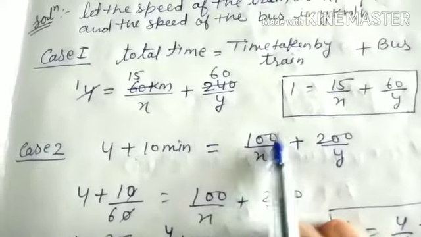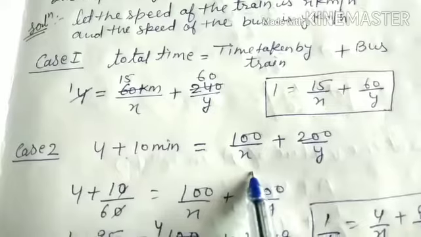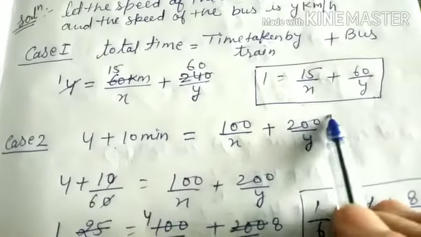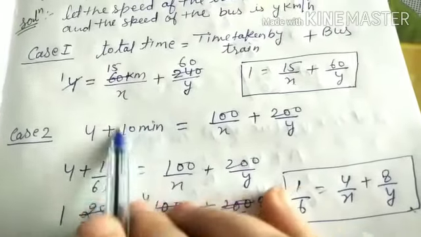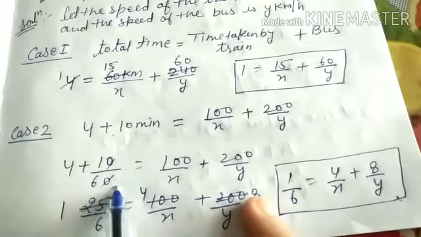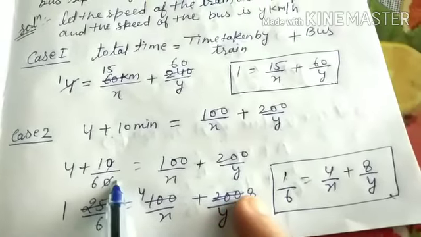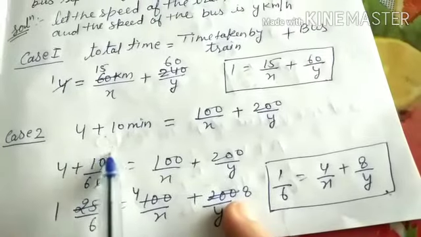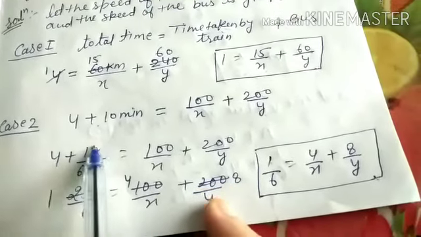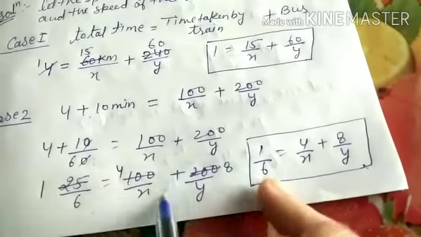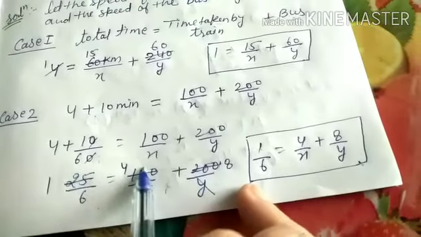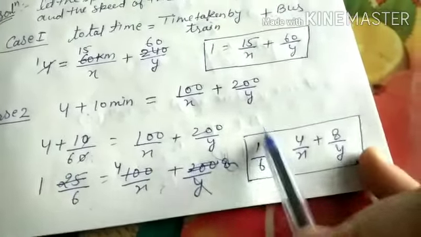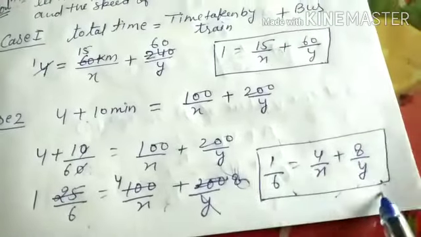Now the second condition we are taking: if she travels 100 km by train, the time taken by train is 100 upon x, and the remaining 200 km by bus, so 200 upon y. She is taking 10 minutes more. 10 minutes means 10 upon 60, that is 1 upon 6 part of the hour. So 6 times 4 is 24 plus 1 is 25 upon 6, equal to 100 upon x and 200 upon y. Now we will cut by 25: 25 times 1 is 25, 25 times 4 is 100 and 25 times 8 is 200. So 1 upon 6 is equal to 4 upon x plus 8 upon y.